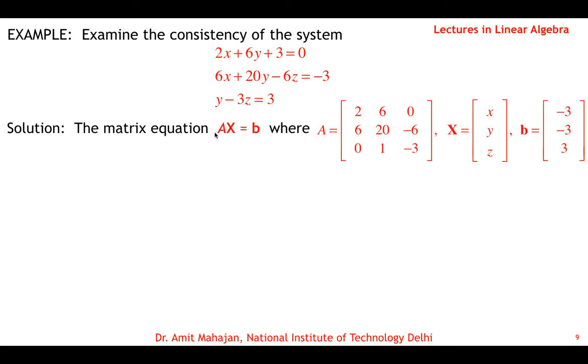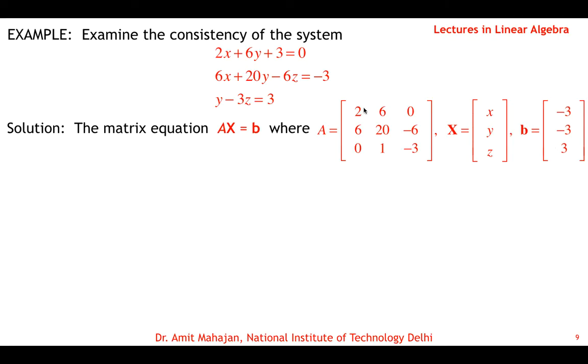So the matrix equation Ax equal to b, where A is the coefficient matrix, where the first column is the column of x in each equation, the second column is linked with y, and the third column is linked with z, and b is the right hand side matrix. So this 3 goes to the right hand side and becomes minus 3, so minus 3, 3 goes in this matrix B.